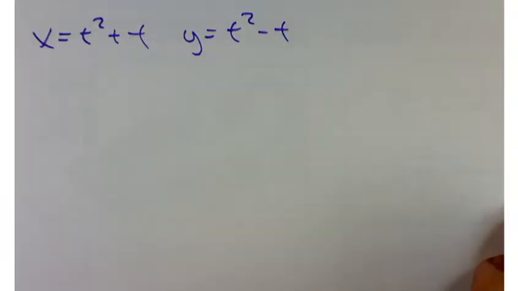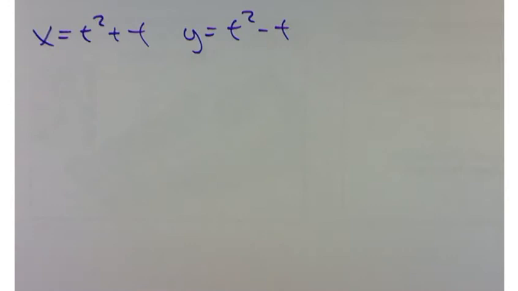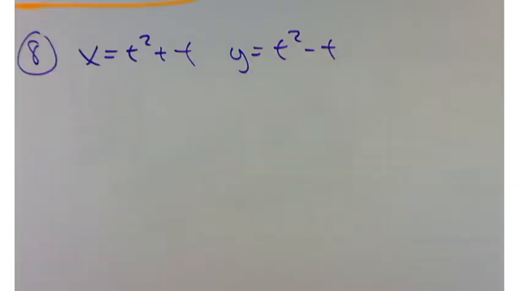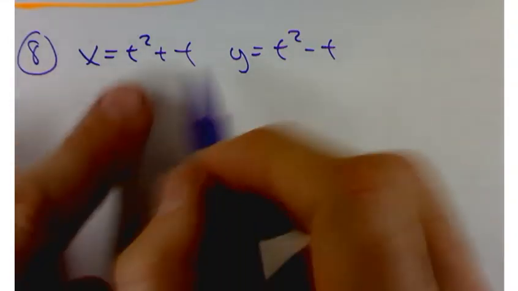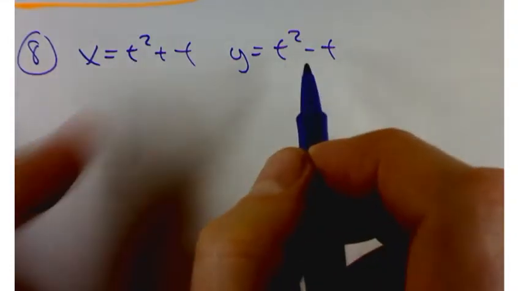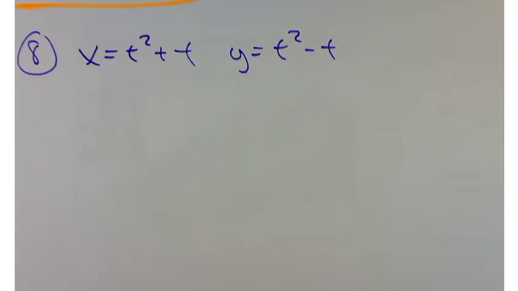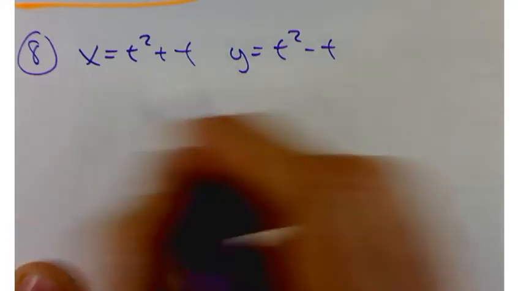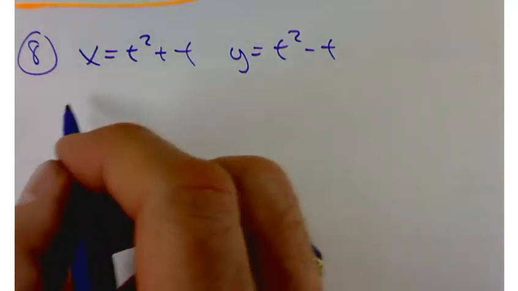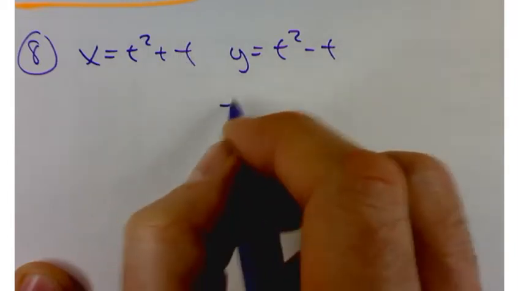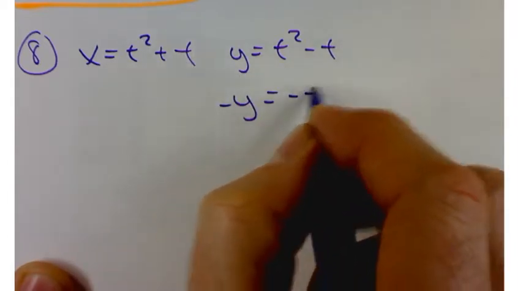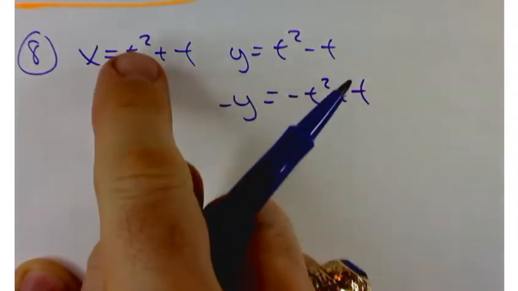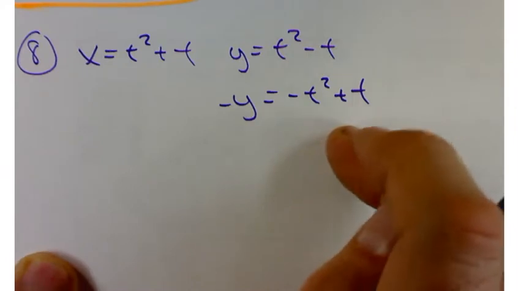Let's take a look at eliminating the parameter here. Now, we've got a t squared and a t here. It's going to be kind of challenging to get rid of both of these. But we're going to have to do that somehow or another. And one thing that occurs to me is that if I subtracted y, or let's multiply everything by -1, I get this here. If I now add this and this, at least my t squareds are going to cancel each other out.